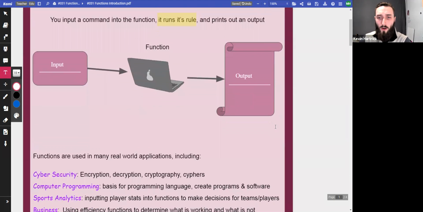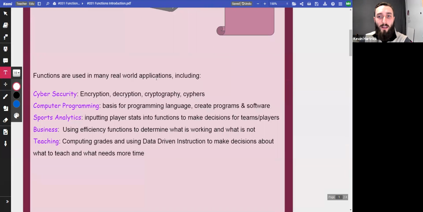What are functions useful for? Well, functions are used in many real-world applications, including cybersecurity. You've probably heard of this before, right? Cybersecurity is securing against hackers. The government and private businesses all hire cybersecurity experts. They do encryption, which is taking data and basically making it so that it can't be hacked. Decryption is taking something that is encrypted and undecoding it, right? So you can get at what's inside of it. Cryptography is just the general cybersecurity network. And ciphers are something a little bit cool we're going to talk about later in the unit.